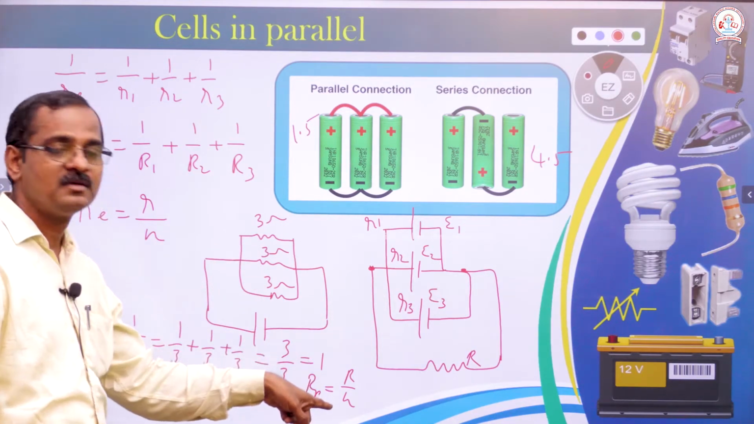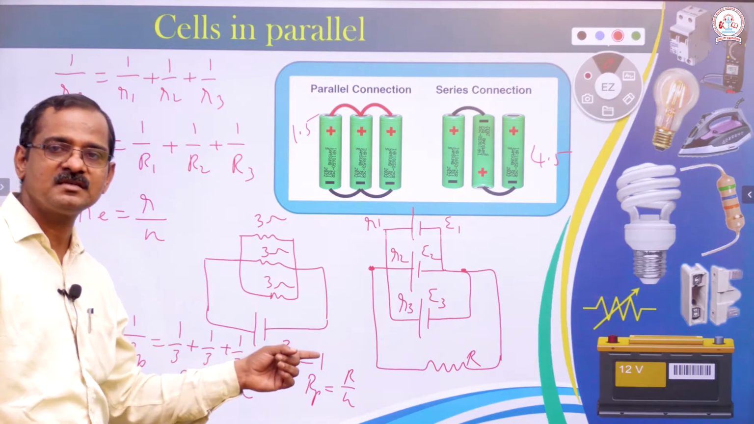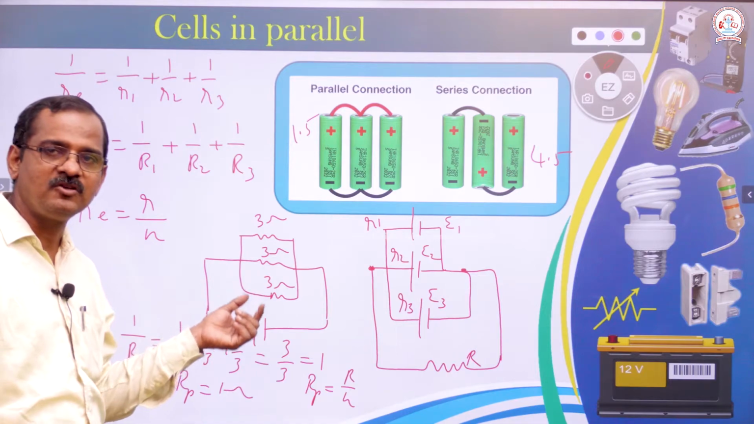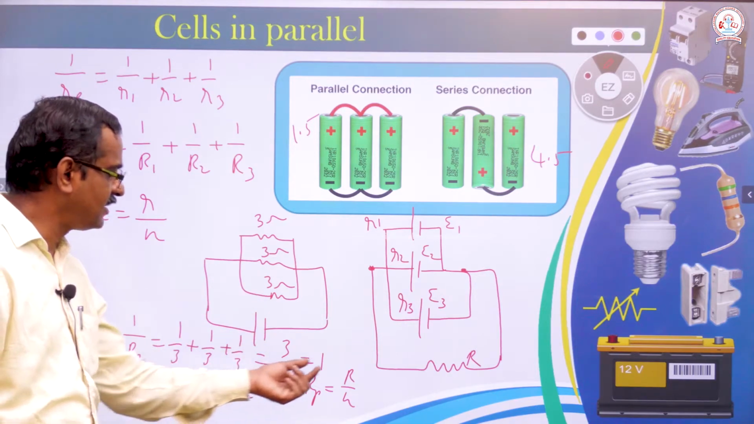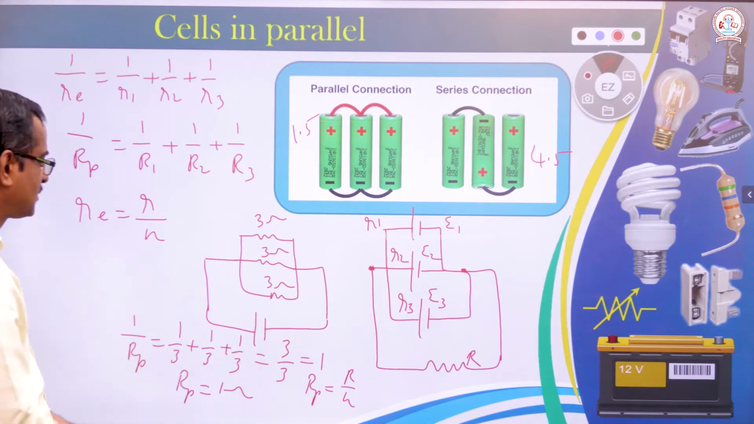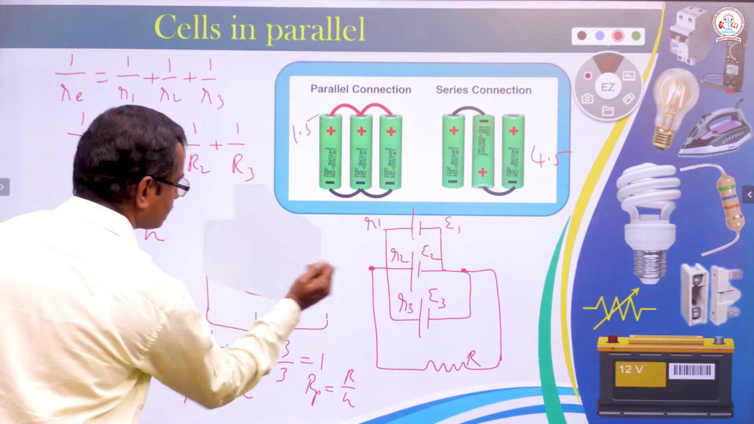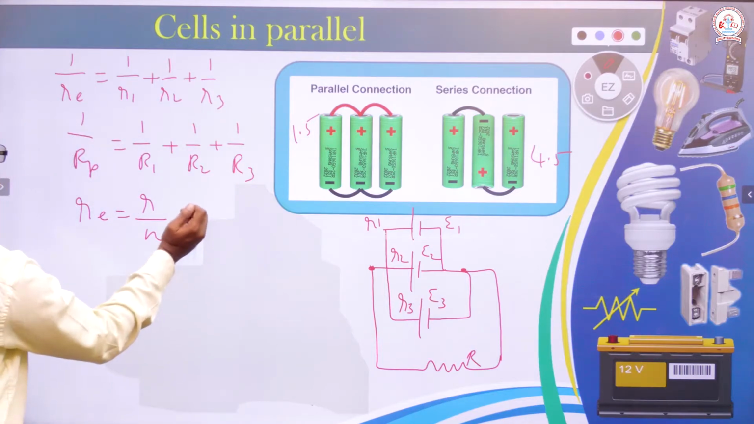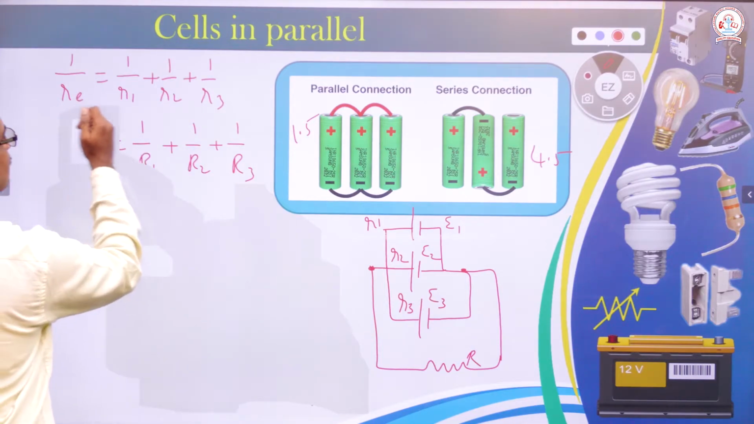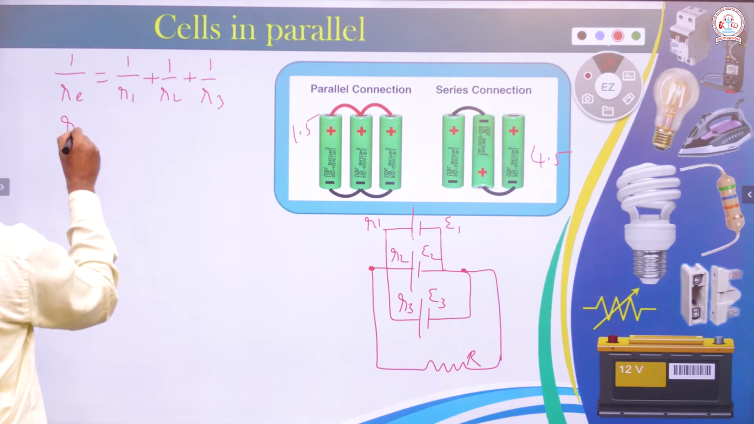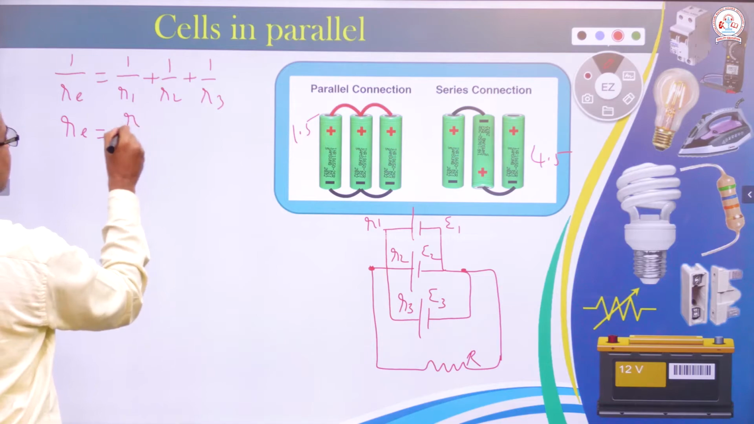In case of parallel, it is R by N. In case of series, it will be N into R, even when the resistance values are equal. So that's what we follow here. So we get R sub x, the effective resistance, equal to R divided by N.